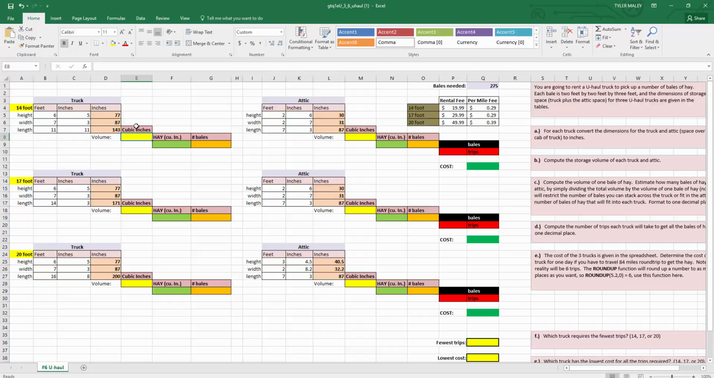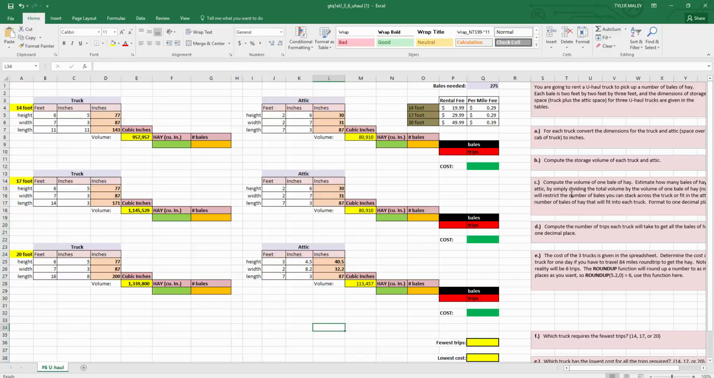So now I need to compute the volume in cubic inches for each part. So to do that, we take length times width times height, right? So I multiply all these. Right. All right, so last one here. All right, good. So got that done. So compute the storage volume of each truck and attic, done.